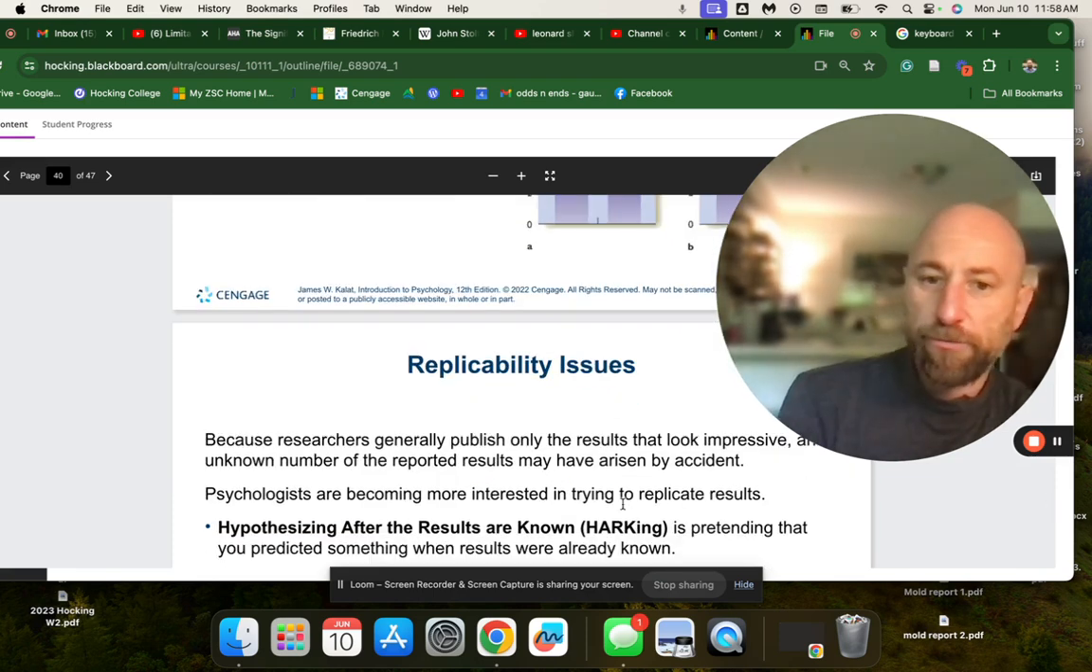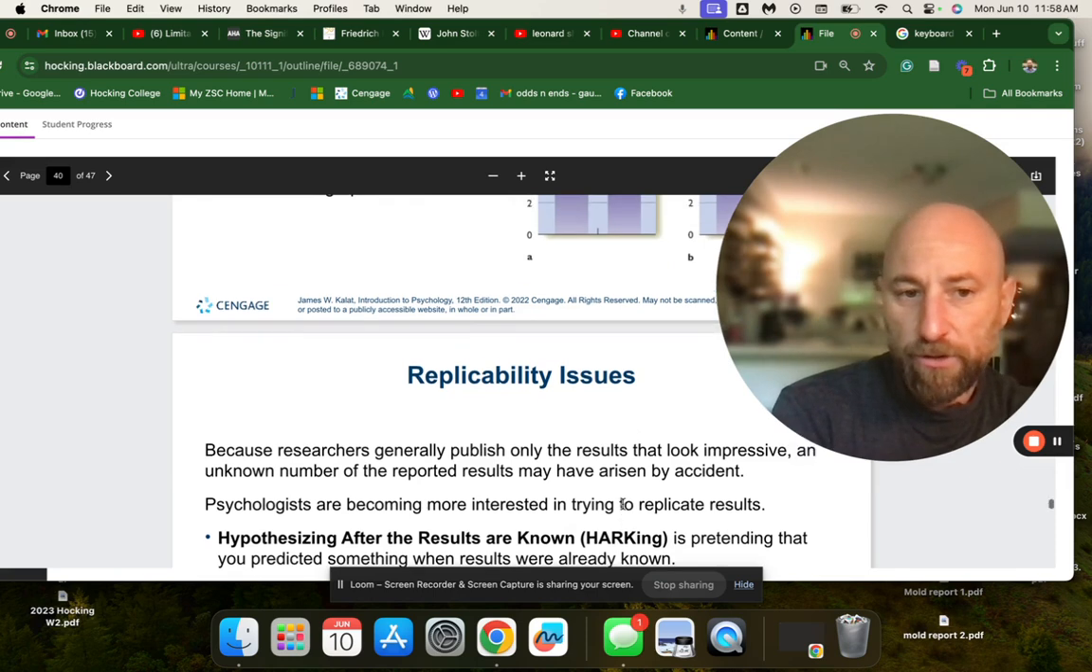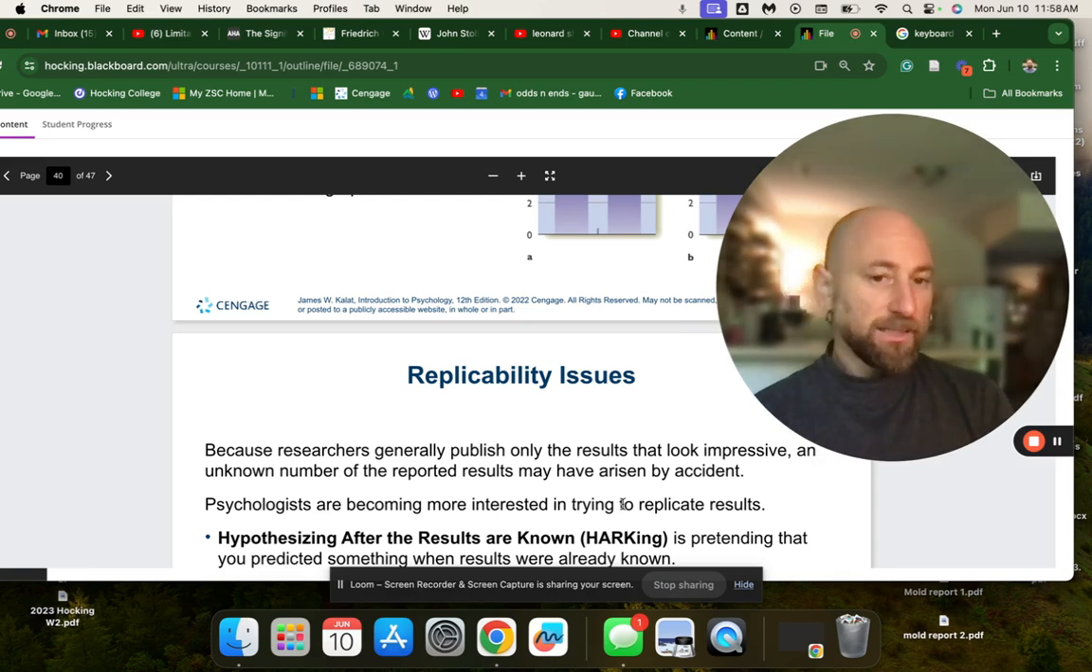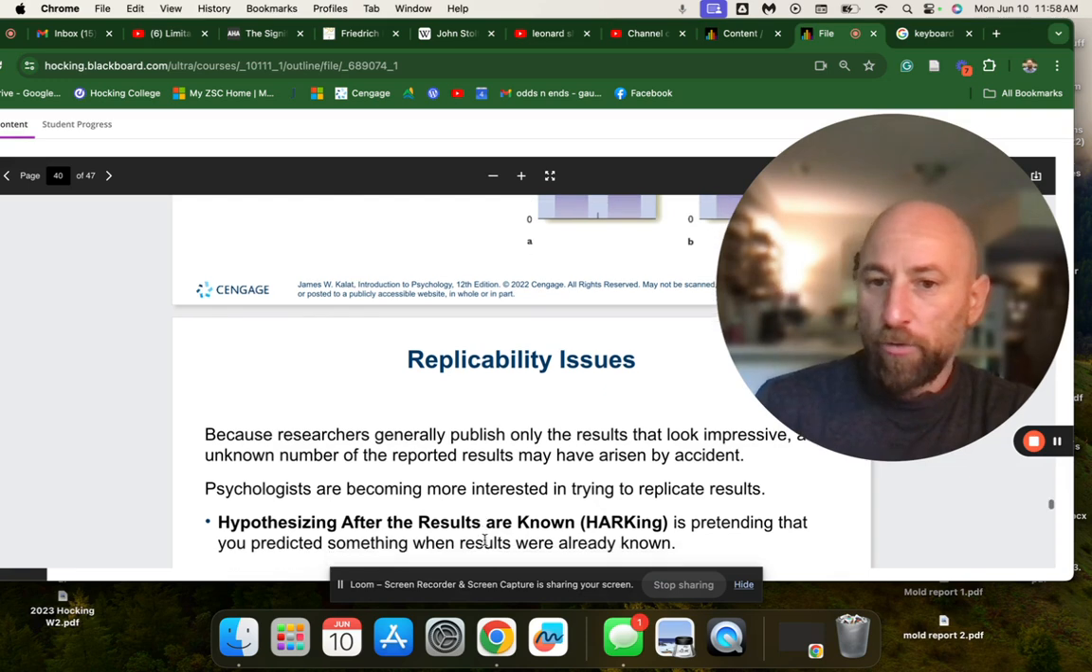Replicability issues, because researchers generally publish only the results that look impressive. An unknown number of reported results may have arisen by accident. Say you do 10 studies, 9 fail, 1 is a success, you publish the 1. Well, those 9 studies are not irrelevant. They do tell us something. It's just they never got published. Sometimes that's called the file drawer problem.